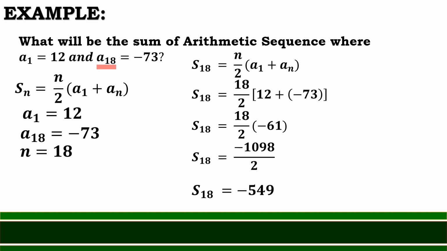Or pwede rin tayong magkaroon ng alternative solution. Divide lang natin si 18 divided by 2, magiging 9 times negative 61. Then 9 times negative 61 is also negative 549.